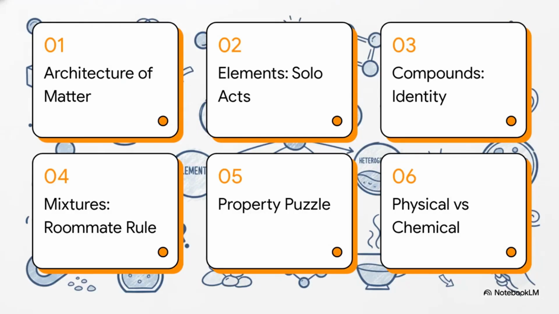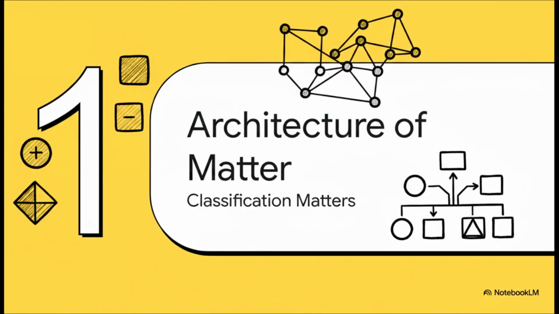All right, here's our quick roadmap for today. 1. The architecture of matter. 2. Elements, the solo acts. 3. Compounds, an identity crisis. 4. Mixtures, the roommate rule. 5. Solving the property puzzle. And finally, 6. Physical versus chemical changes. Let's jump in. Section 1.